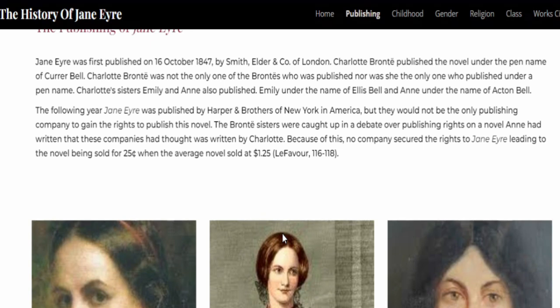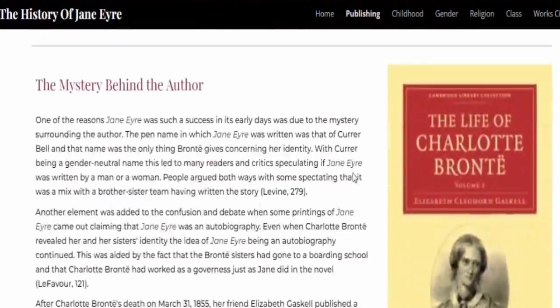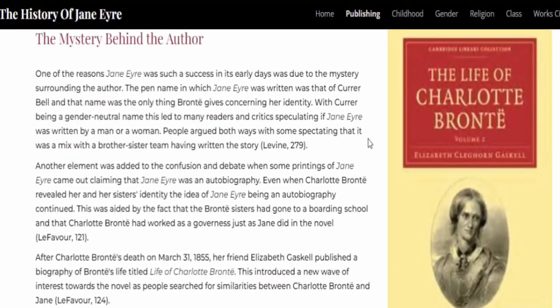And therefore just no one secured the rights, and that meant that this book could be sold for 25 cents when the average novel sold at $1.25. That meant that this book became accessible to a ton of people who didn't have access to stories like this normally. But that wasn't the only reason that this exploded.